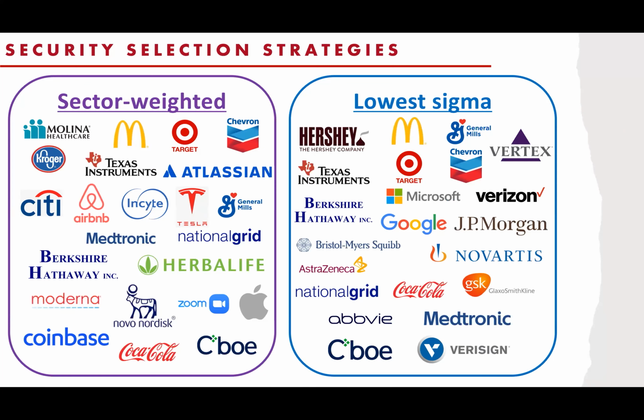As mentioned in the previous slide, for security selection strategies, we had sector weighted and lowest sigma. So in this slide, we have the stocks that we picked for sector weighted, and the right hand side represents the stocks that we picked for lowest sigma.